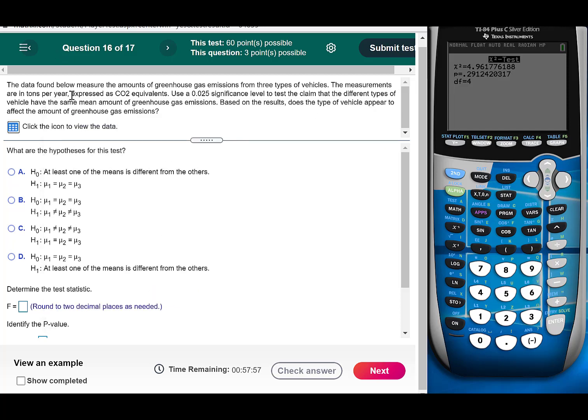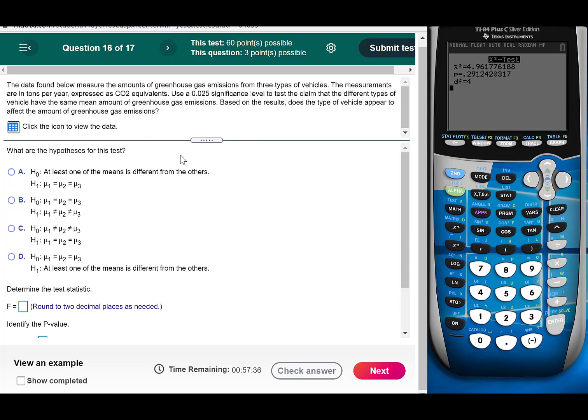The data found below measure the amounts of greenhouse gas emissions from 3 types of vehicles. The measurements are in tons per year, expressed as CO2 equivalents. Use a 2.5% significance level to test the claim that the different types of vehicle have the same mean amount of greenhouse gas.